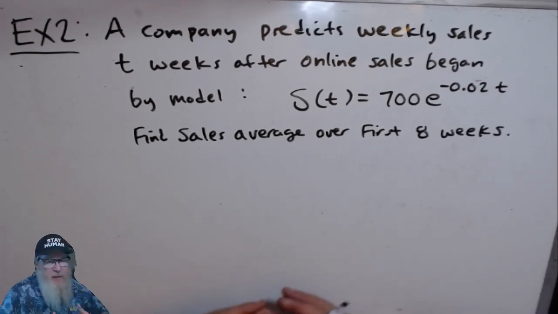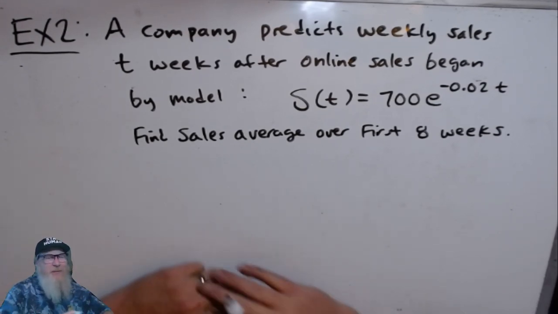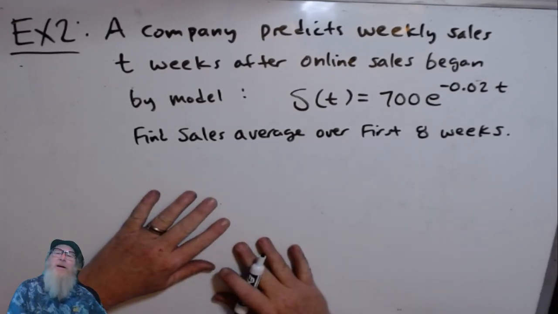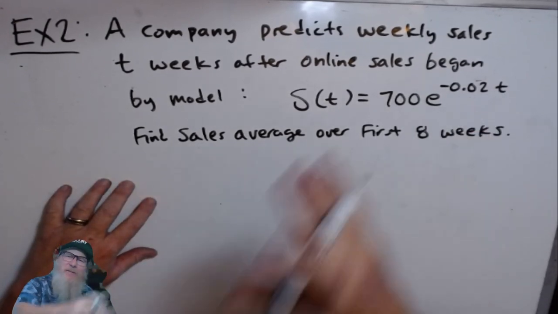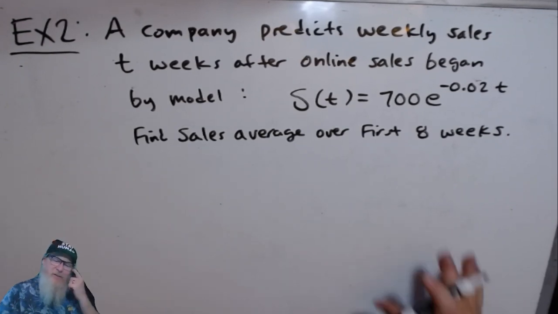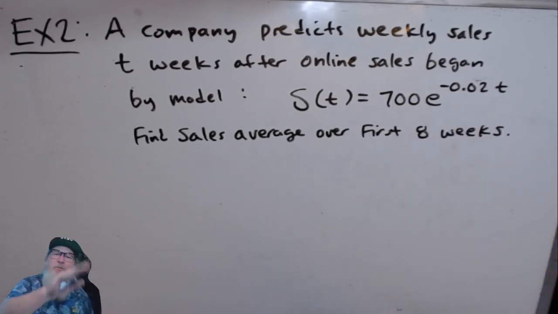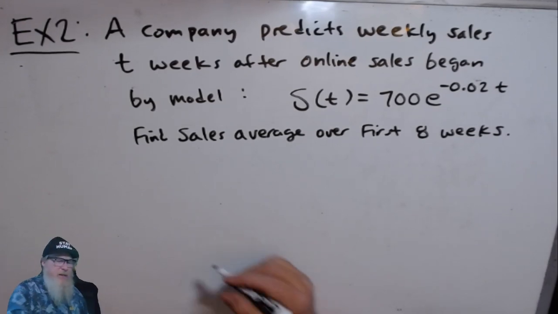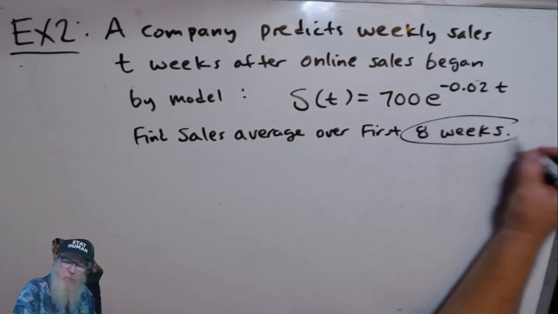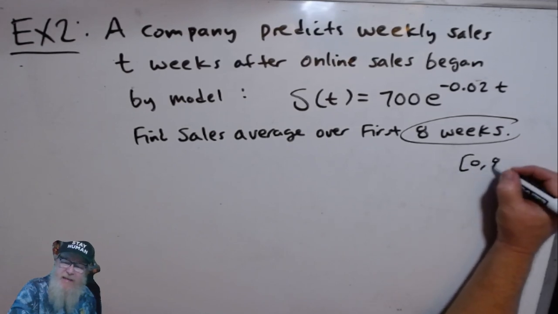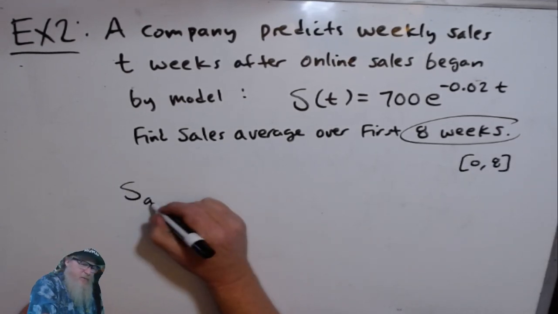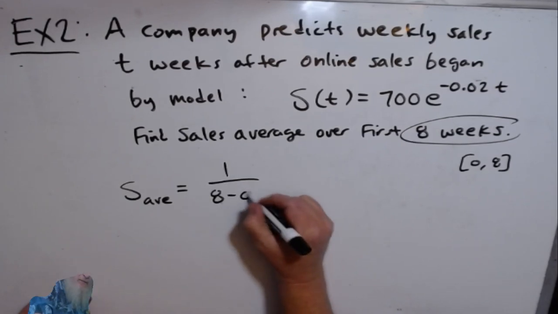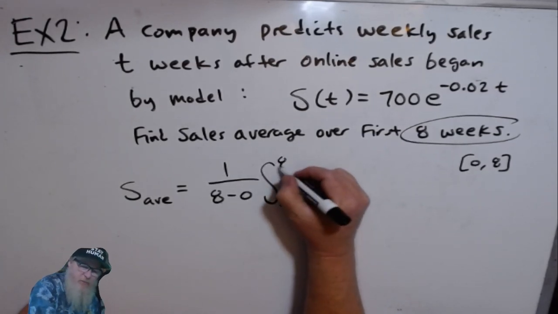Spoiler alert, it's a curve. All right, now this one is a similar curve, but opposite direction. This one's going to go down. It's decreasing. So the sales for this company are not looking very good. Each week you're selling less and less and less. I'm not going to get into the hows and whys of that. So the first 8 weeks, our interval is 0 to 8. So S average is 1 over 8 minus 0 times the integral from 0 to 8.